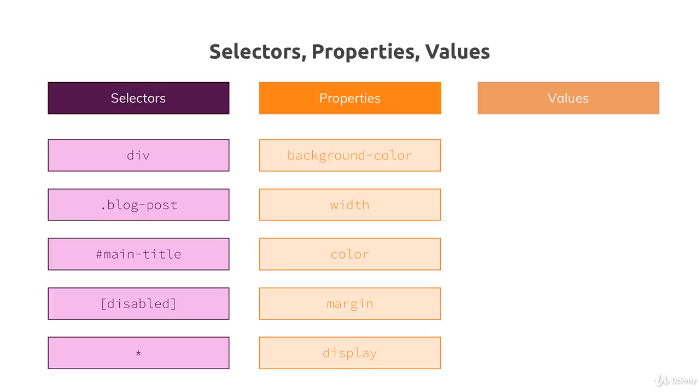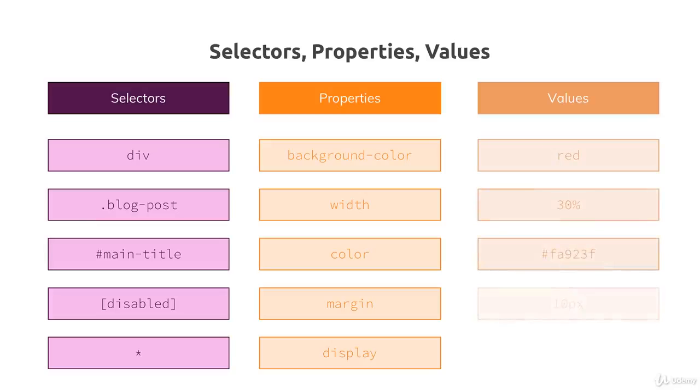Width, color, margin, display. Here are also a couple of properties we haven't used before. We will use them throughout the course. Values then are things like red, percentages, colors and hex codes, pixels, or clearly defined values like block. Again, these are things we will also see throughout this course.